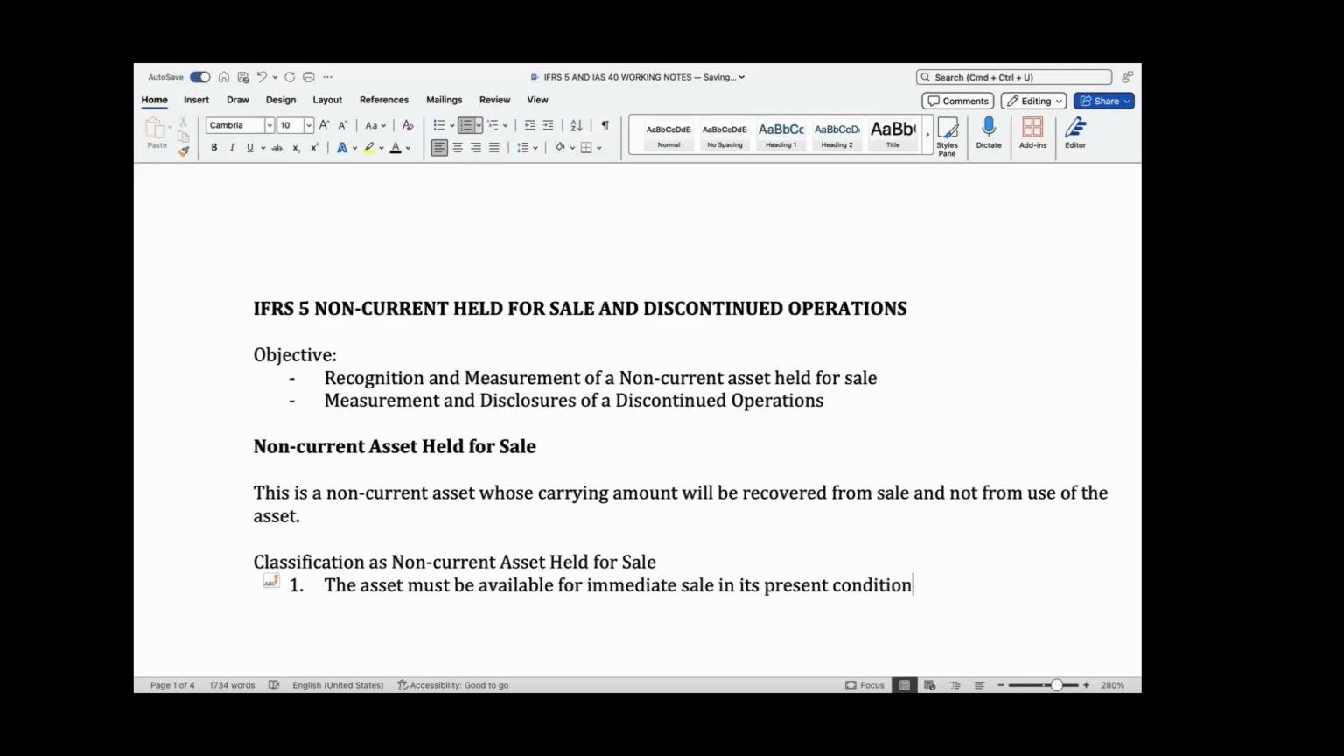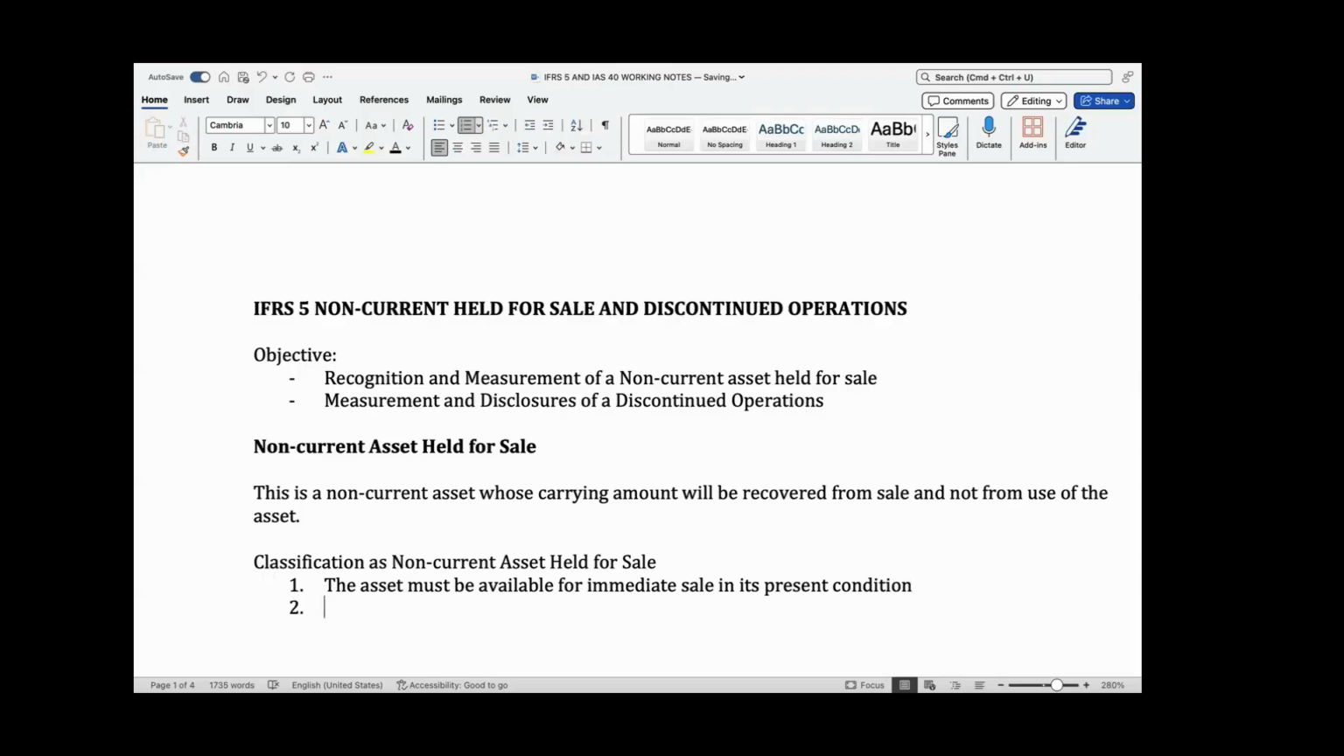This first condition is very apt and straightforward in the sense that you must be ready to sell the asset immediately without any upgrade, adjustments, or any further work required on the asset. You must be able to release the asset immediately. So before you can say that your non-current asset is now held for sale, you have to be sure that that asset is available for immediate sale in its present condition.